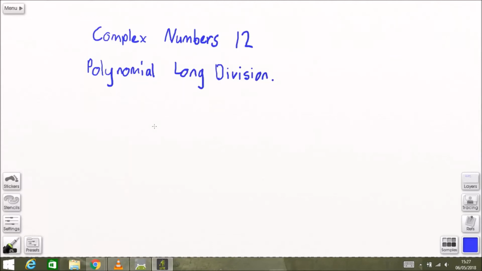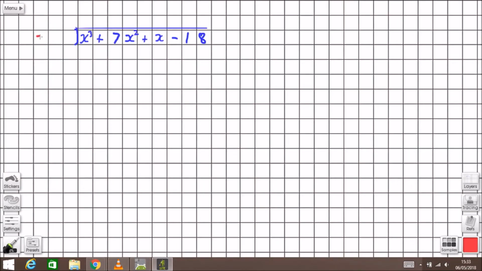Okay, in this video we're going to look at doing long division on a polynomial. We can also do something called synthetic division, but I find that this is a bit more of an intuitive method and easier to remember. So we'll start with this blue polynomial, x cubed and so on, and we'll divide it by x plus 2.